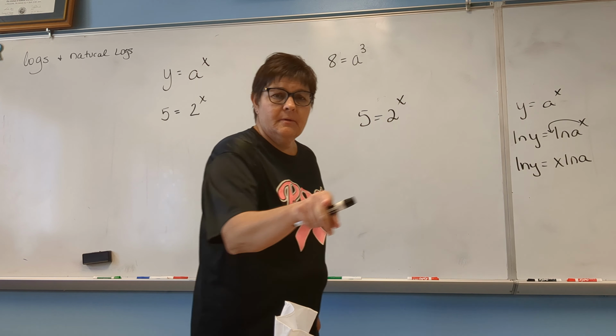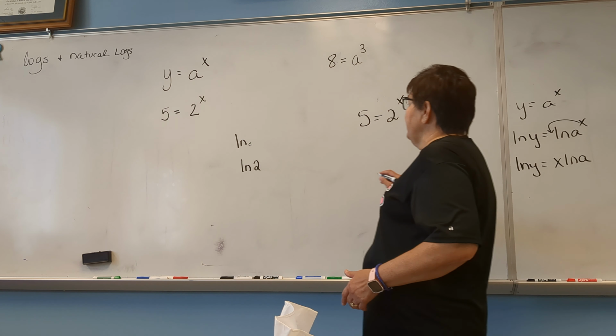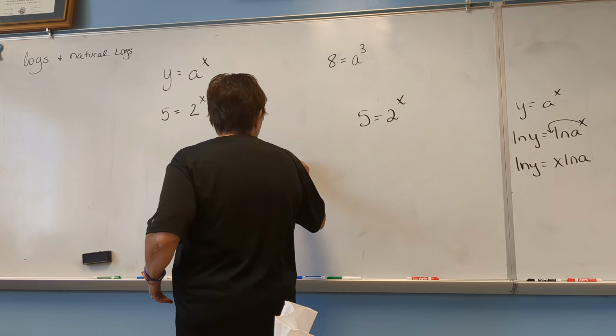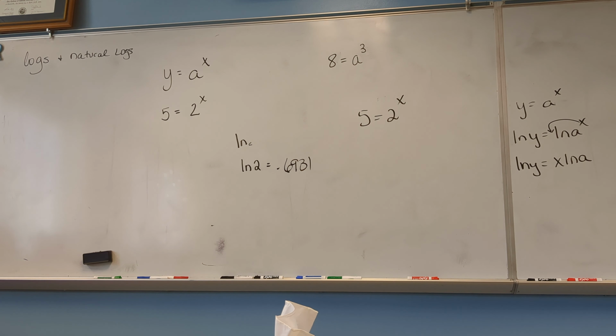Will it be 2 or 3? Did you find it? What's the answer? What is ln of 2? 0.6931. That is correct. It's right here. Sometimes it's right there in front of you. I get it, trust me.